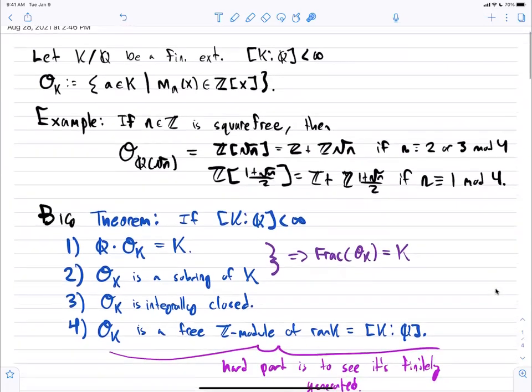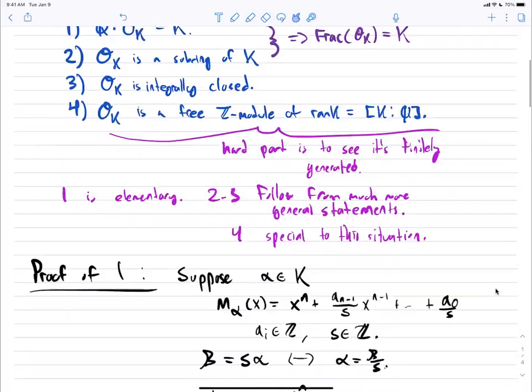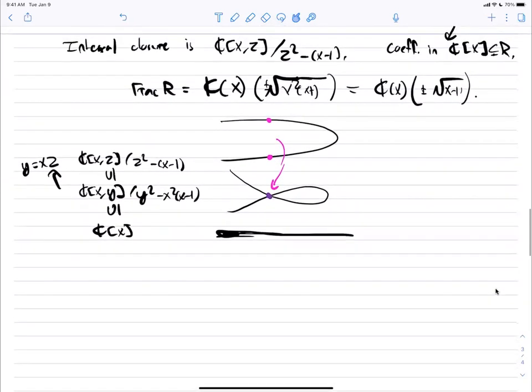Okay, so what I was saying is, it explains why this is an important part of the theorem, why being integrally closed is something that's nice that you want to be true. Okay, so heading back down to the bottom. Okay, so those were examples.